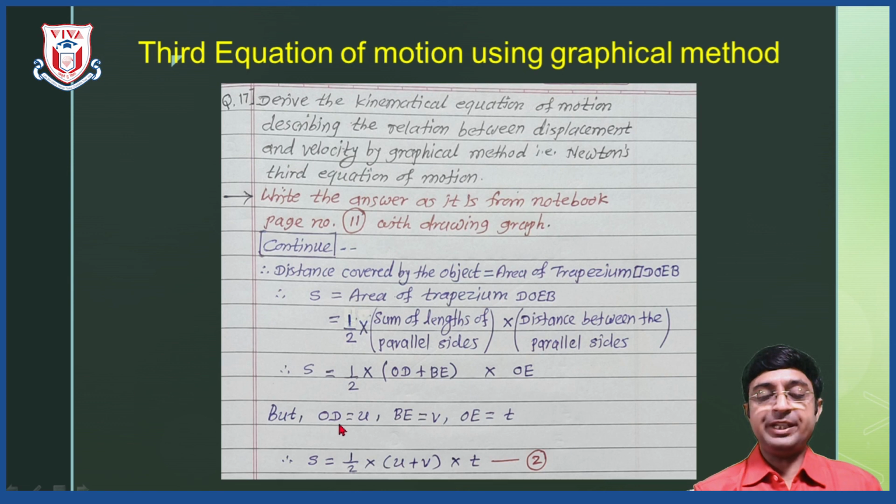From point O to D means nothing but initial velocity. BE, from point E to B, is parallel to the y-axis from point O to final velocity V, and the distance from O to E means nothing but time t. So we are substituting the values in the above equation. Therefore S is equal to half multiplied by u plus v multiplied by t. This is equation number 2.